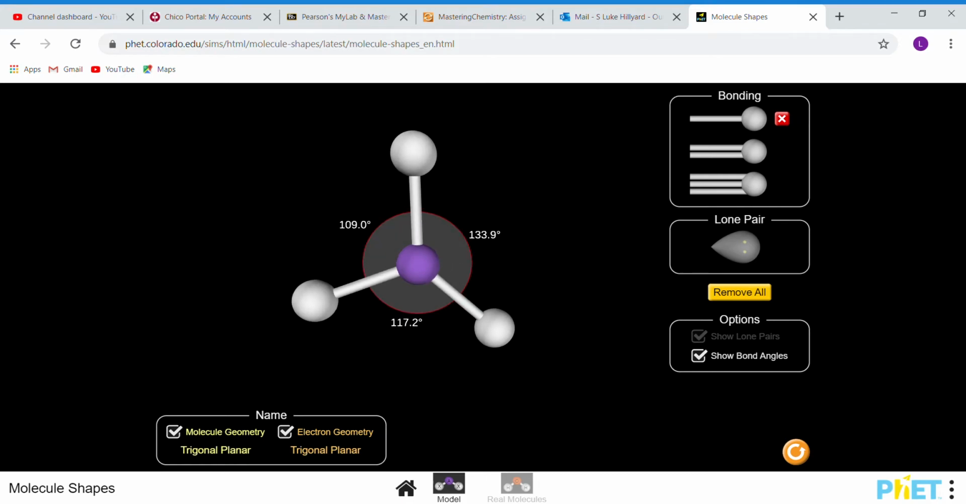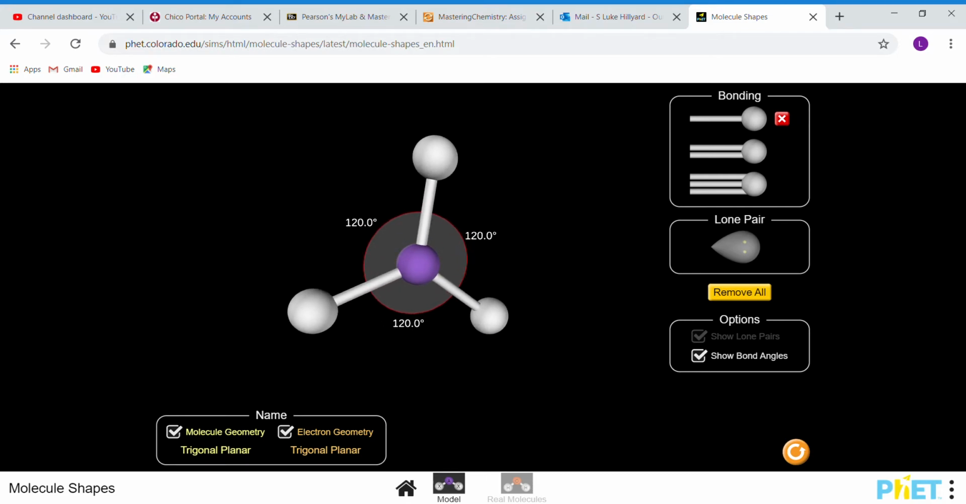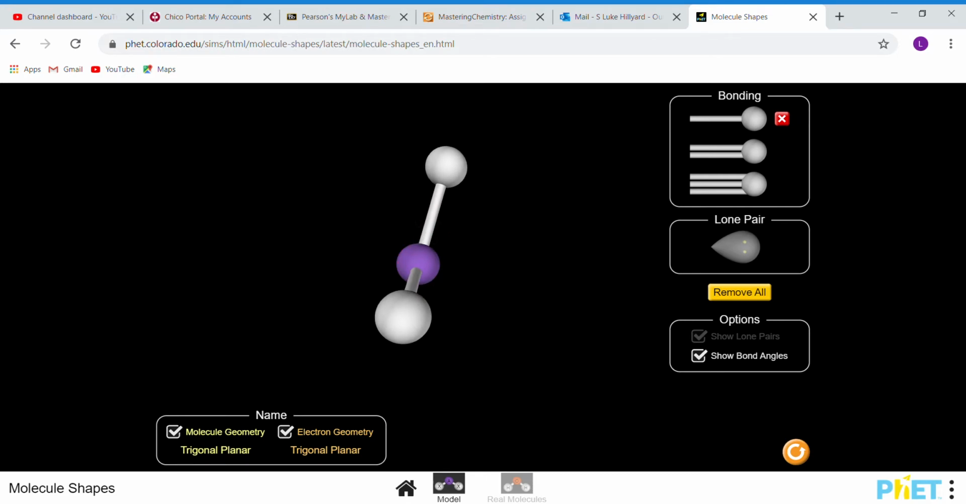Now I'm going to put another atom on there. Again, as long as we don't have lone pairs, the molecular geometry and the electron geometry are going to be the same. 120-degree bond angle, these are trigonal planar. Remember, three things make a triangle where you rotate it, everything's in the same plane.